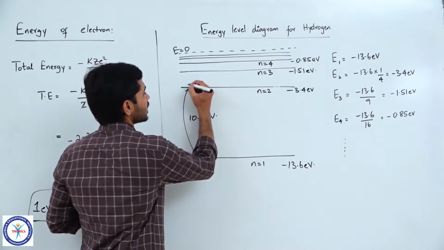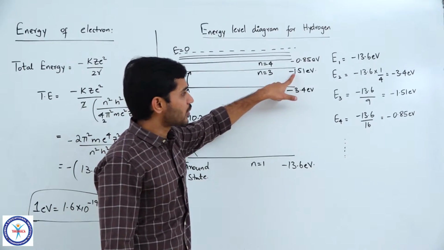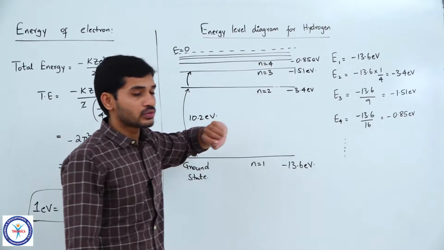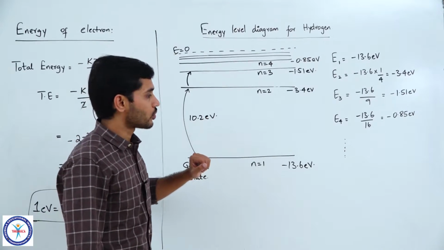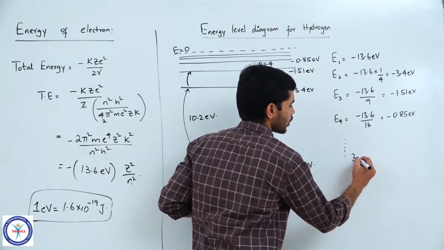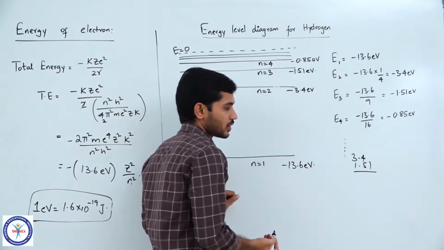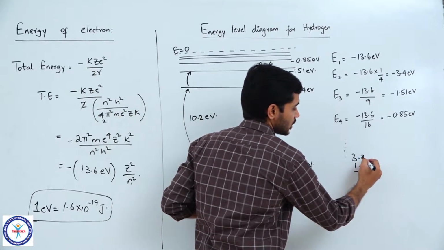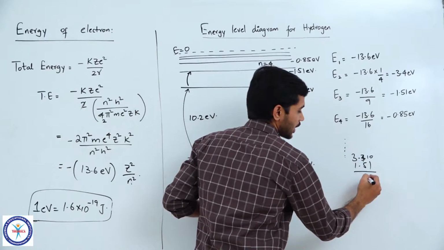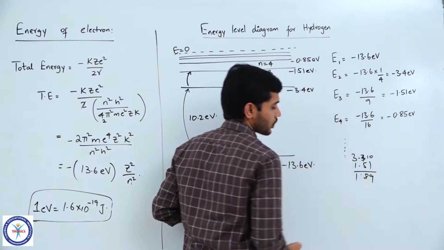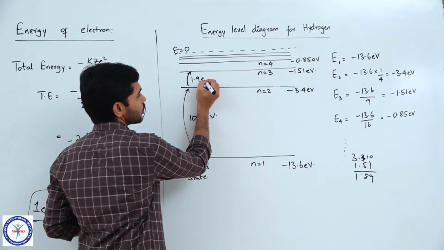Now, similarly, the energy difference between these two, you can calculate that. Just subtract this value from this value: minus 1.51 minus minus 3.4. It is basically 3.4 minus 1.51. So, what would be the value of that? It is approximately 1.89. I can take it as 1.9 electron volts.